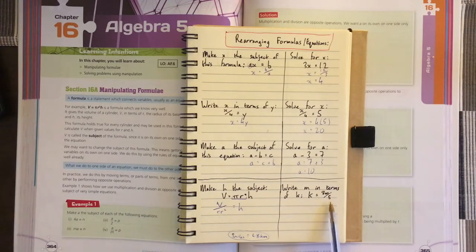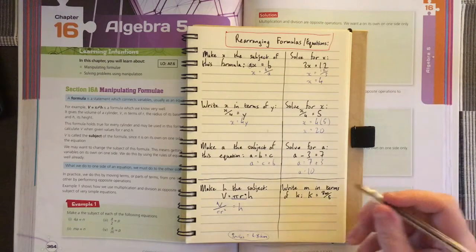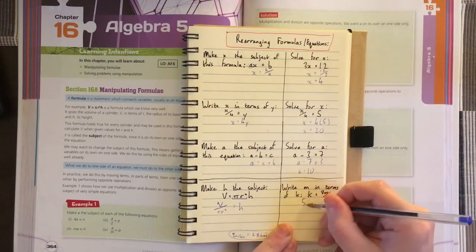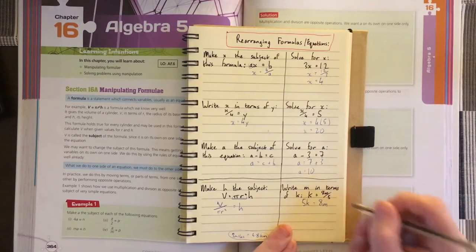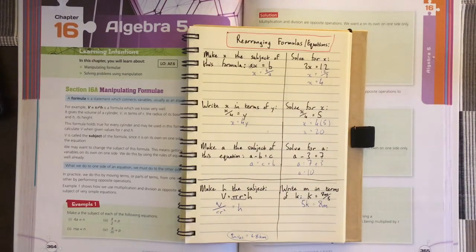So I'll have to do this one in 2 steps. So 8m divided by 5. It's the divided by 5 that will be the first thing I move over. It's the opposite of dividing by 5. It's multiplying. So move the divided by 5 over. It becomes multiply. So 5k is equal to 8m. It's m in terms of k. I want m to be the subject.